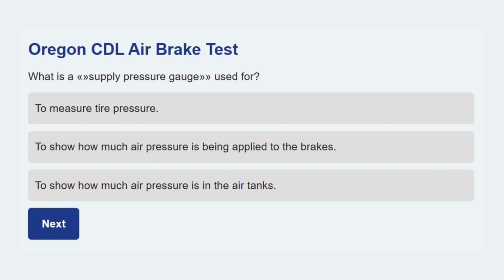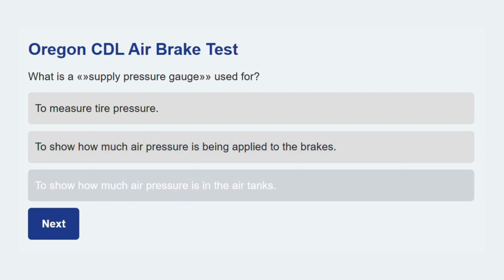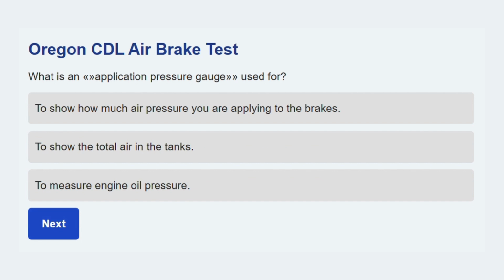What about this next one? What is a supply pressure gauge used for? To show how much air pressure is in the air tanks. This gauge tells you the overall air pressure available in your system.